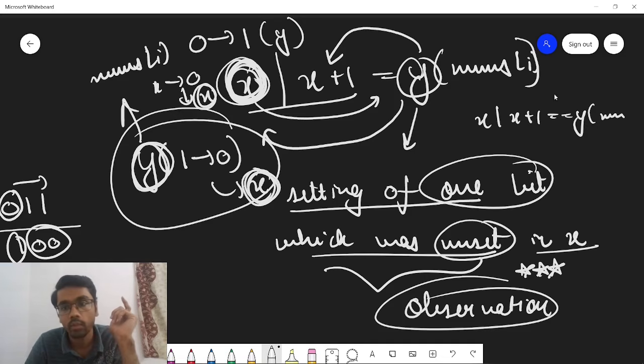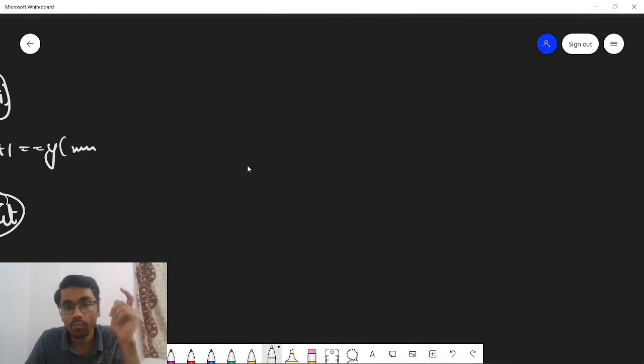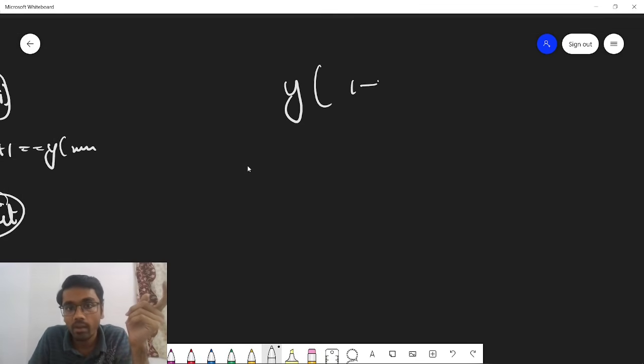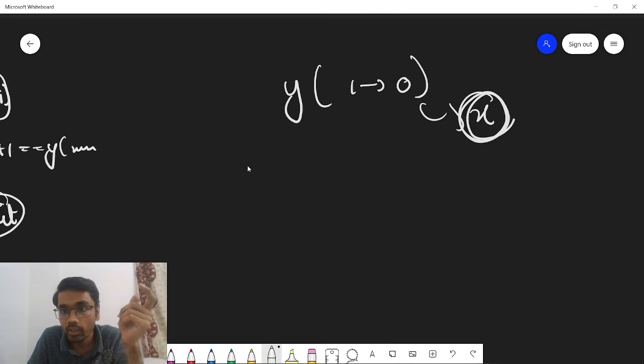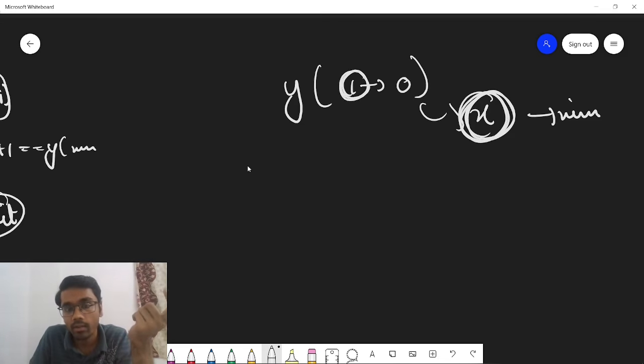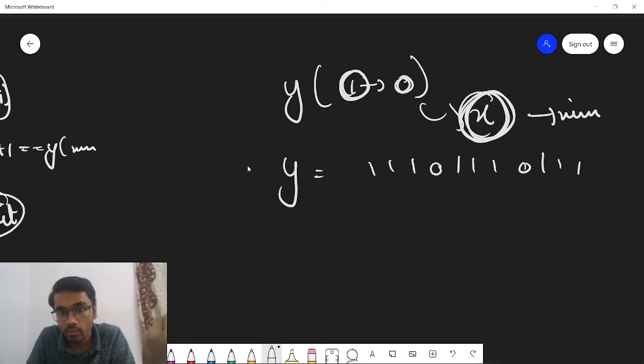Now there is one more thing to check. We are saying that there is one set bit in y that we need to change to 0 in order to get x. But we need the x value to be as minimum as possible, and we still don't know which set bit in y we should turn to 0, because y can be something like this. So which one do we need to unset?